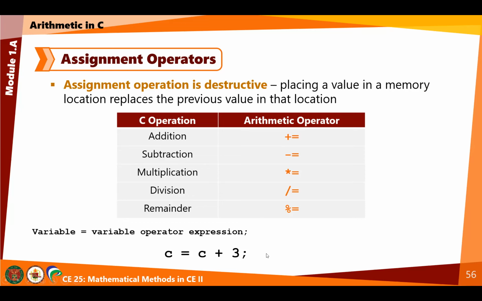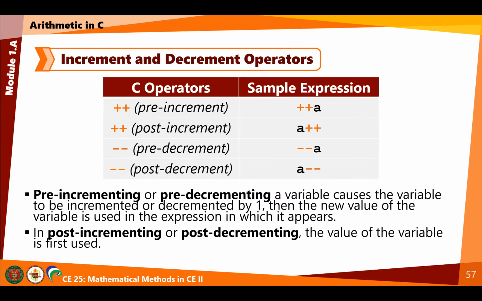That's it. Now you can shorten this: instead of doing this, you just do this as a shorter version. So for example, before this line, the value of c is 1. After this line, the value of c is now 4. So you just added 3. It's destructive because the 1 was deleted, replaced by 4.